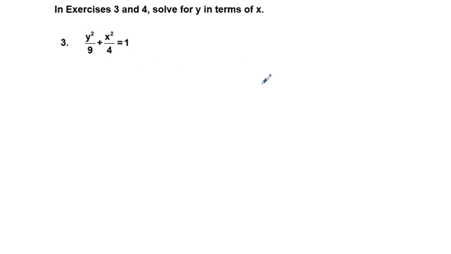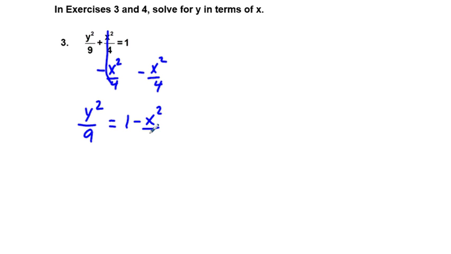Now in exercise 3 and 4, solve for y in terms of x. Now this is the equation of an ellipse, so this is preliminary to working with ellipses. So we're going to solve for y. To solve for y, we're going to subtract x squared over 4 from both sides of this equation, and x squared over 4 minus x squared over 4 cancel out. So we have y squared over 9 is equal to 1 minus x squared over 4.